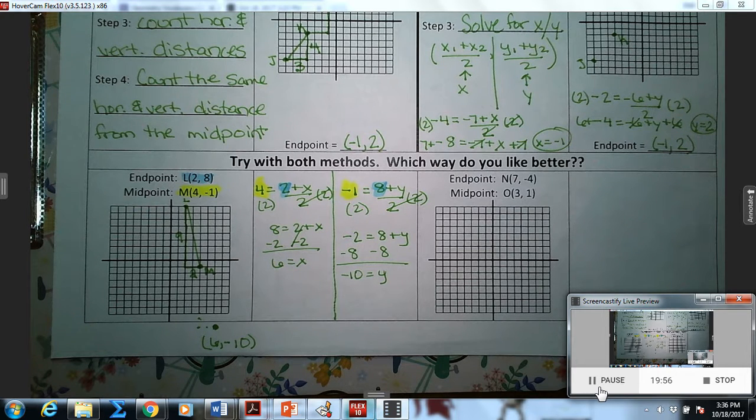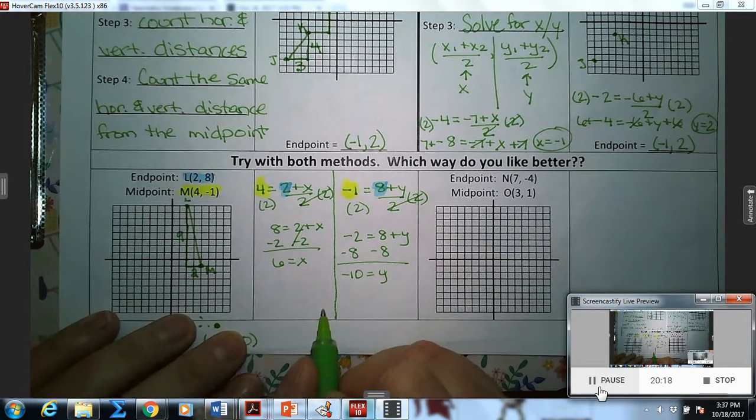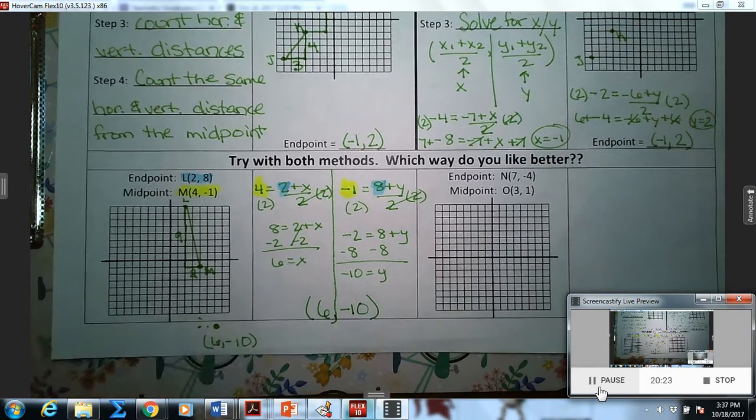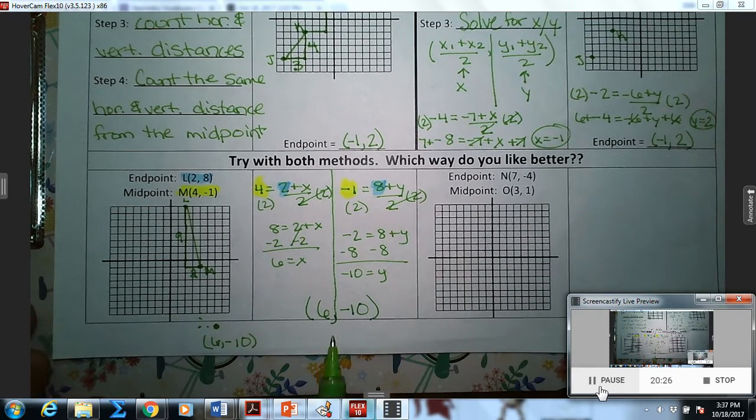For each miniature equation, I've multiplied by 2 to get rid of the denominator. And then I added or subtracted to get rid of the other values. So on the x side, I had to move a positive 2 over, so I subtracted. I got 6. For the y value, I had to move a positive 8 over, so I subtracted and got negative 10. And this x and y combined is what makes the second endpoint. And we got that visually with option 1 and algebraically with option 2.